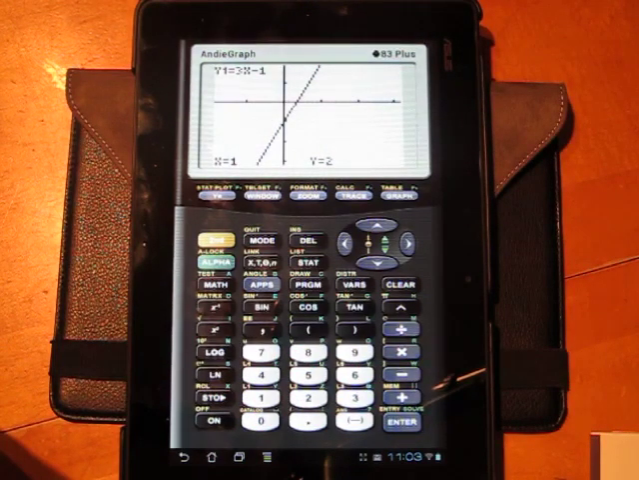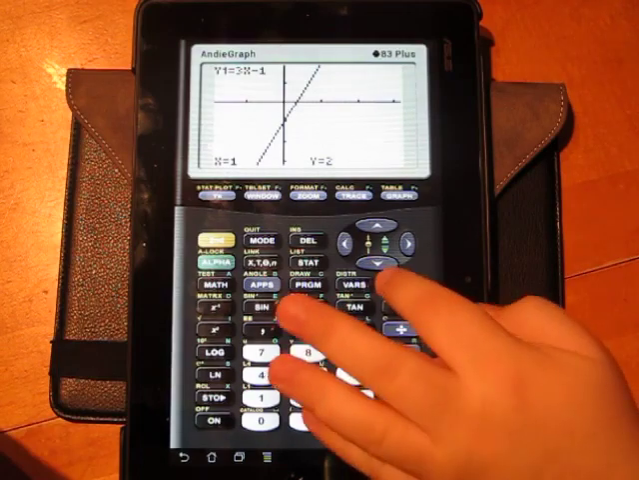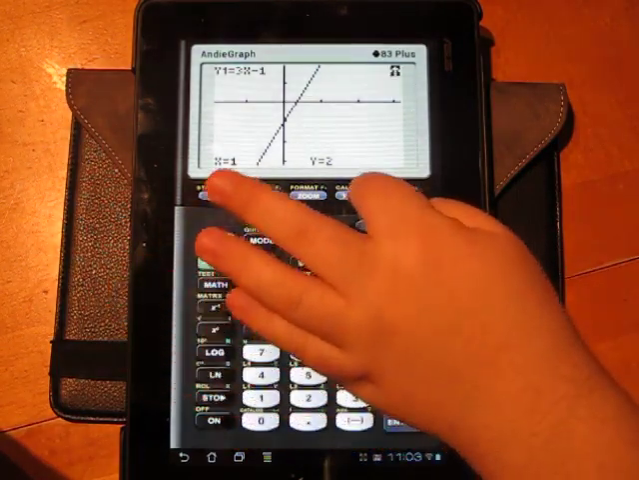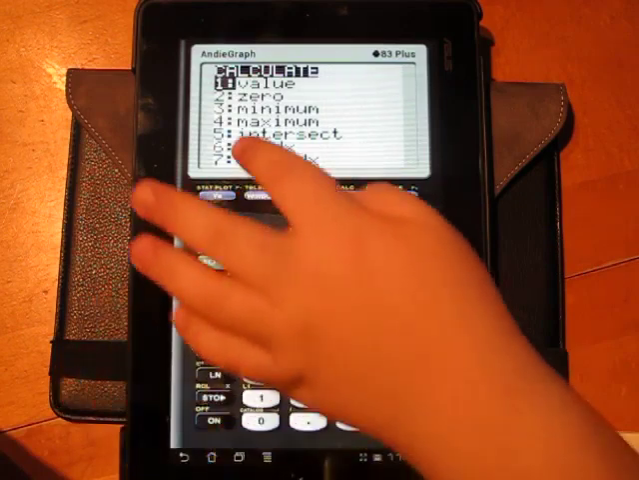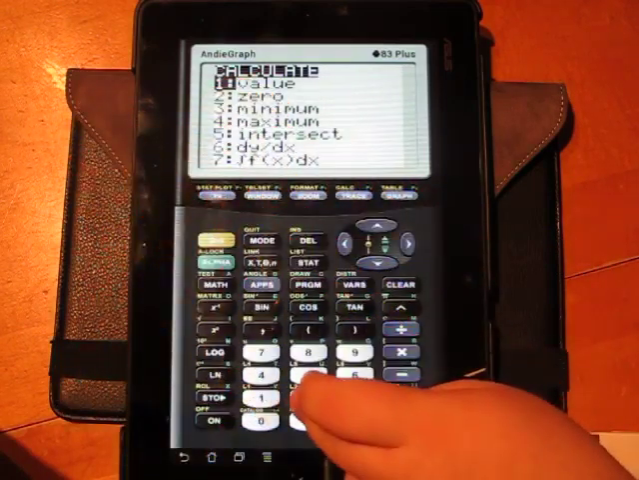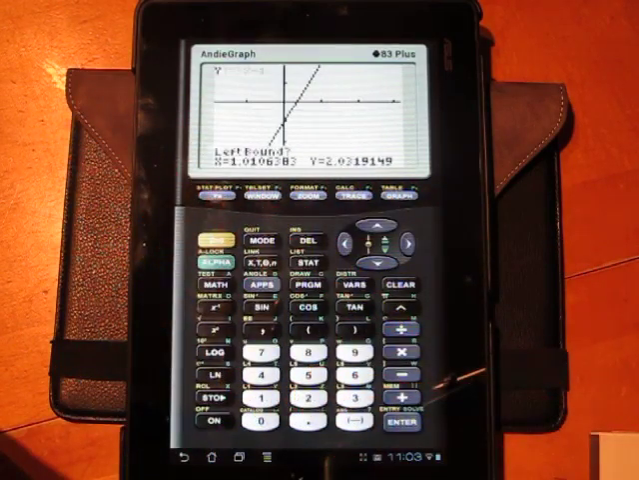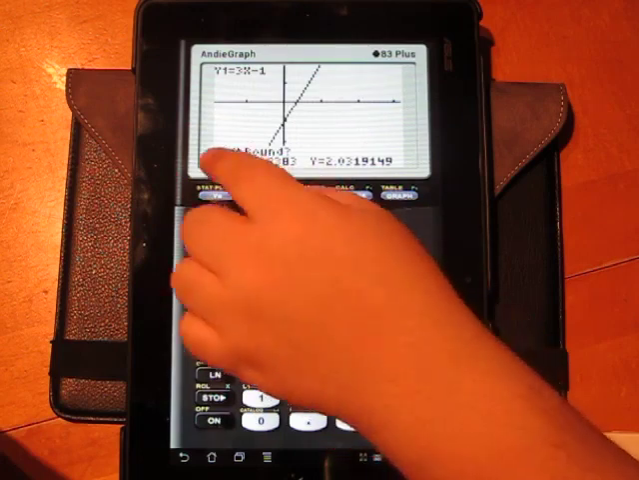Okay? So that's going to work. You can use that for any of them. Second function calc, go back to the main menu. I can calculate the 0. So the 0 is our solution. When you go to calculating 0, it tells you this weird thing.